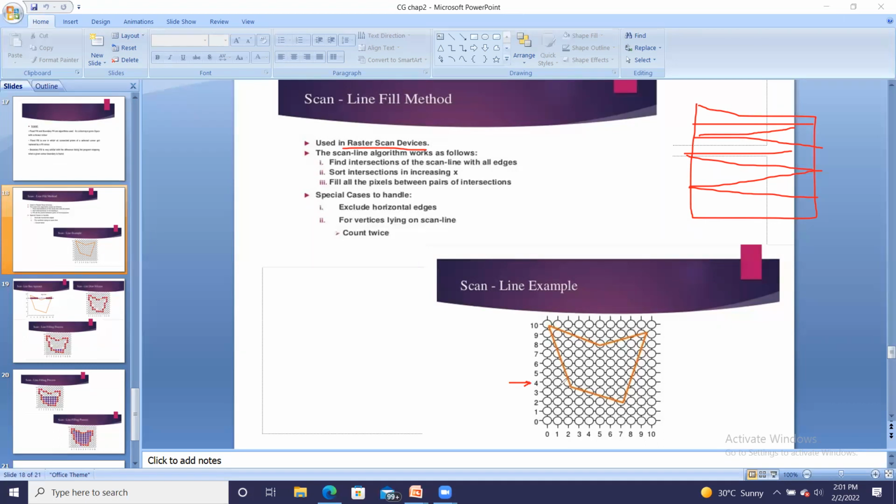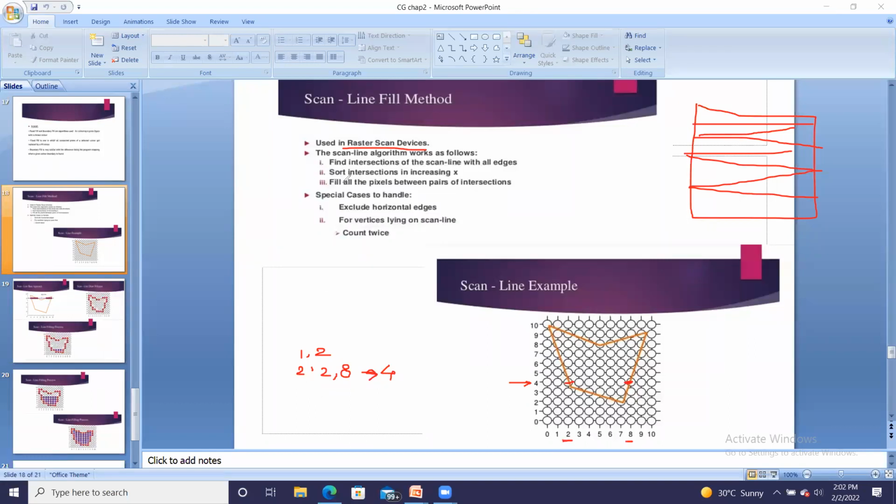In this picture consider scanline number 4. Then it will find the intersection of the scanline with all edges. Scanline 4 intersects once here and once here. So this scanline is intersecting 2 times. So in the first step I learned that there are 2 intersections. In the second step, I sort the intersections in increasing x. The intersections happen when x is equal to 2 and when x is equal to 8. So I sort them in increasing order: first the intersection at x equal to 2, then at x equal to 8. This is for scanline 4 only.